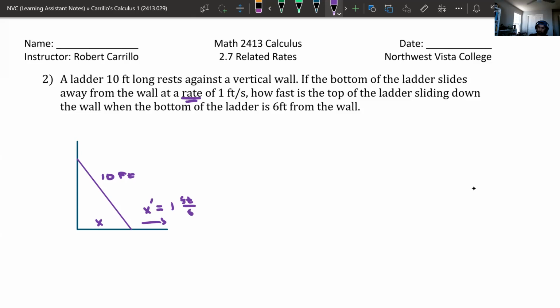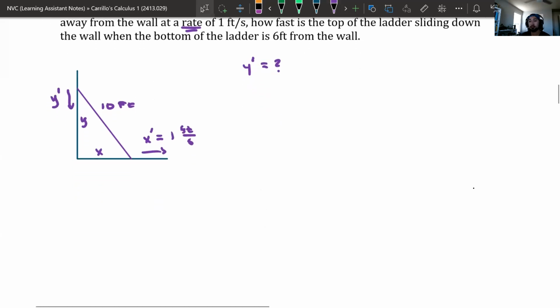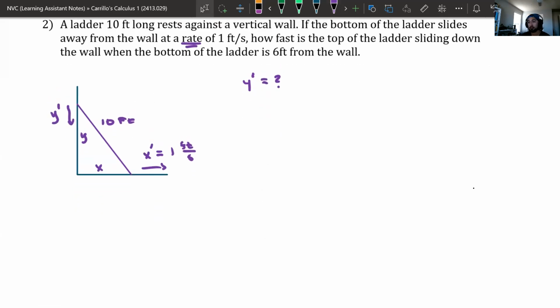Okay, so this is asking to find y prime. How fast is the top of the ladder moving down the wall? Well, since the top of the ladder is moving down the wall, y prime is going to be here, meaning the distance from the top of the ladder to the bottom of the floor will be represented by y. Okay. Now we need to find the relationship between y, x, and 10 feet.